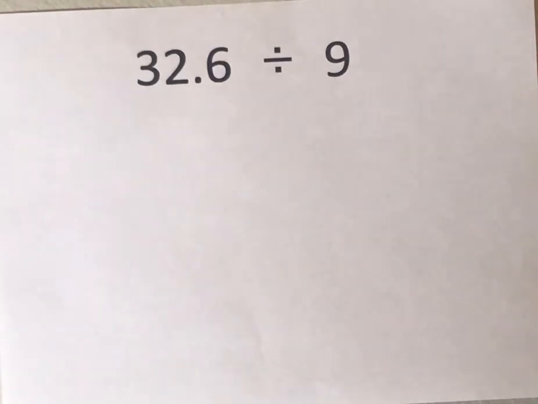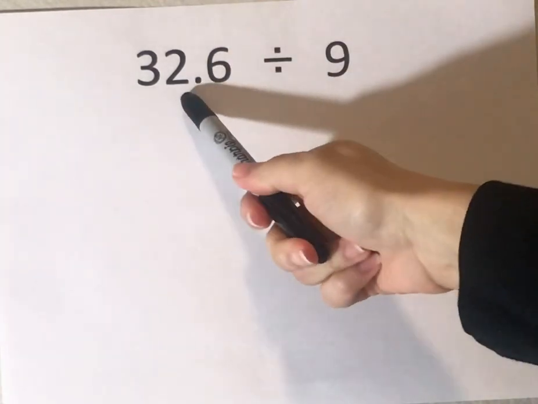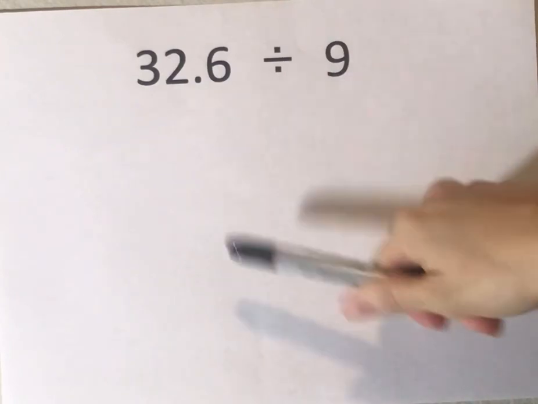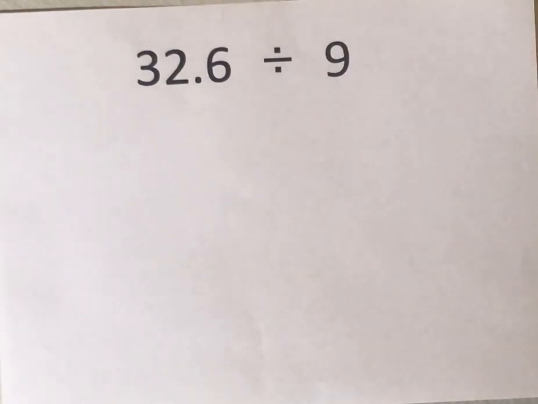Okay, we're gonna divide decimals. So when we divide decimals, we gotta first set it up so that we can divide it correctly, where we use a bracket. So if you see here, I have 32 and 6/10 divided by 9. So remember that this is what we call the dividend, and this is what we call the divisor, and then our answer will be what's called the quotient.